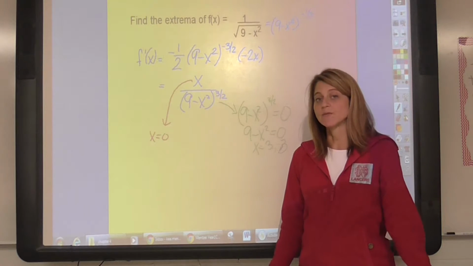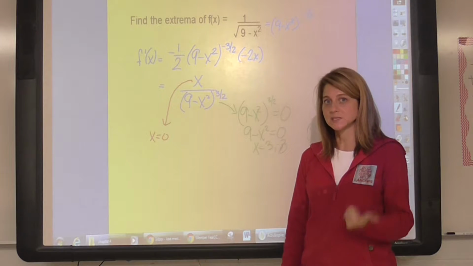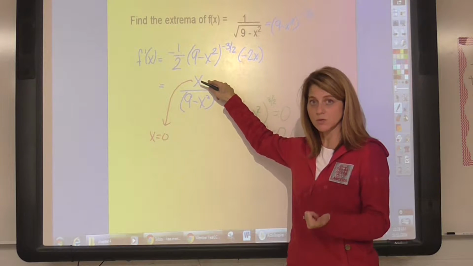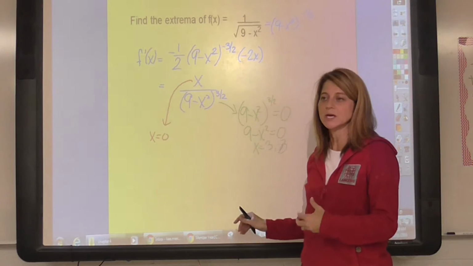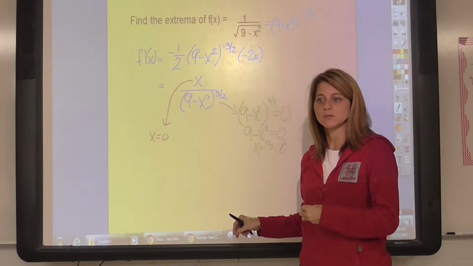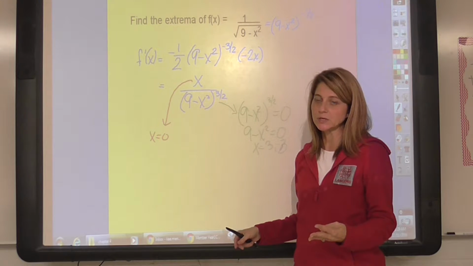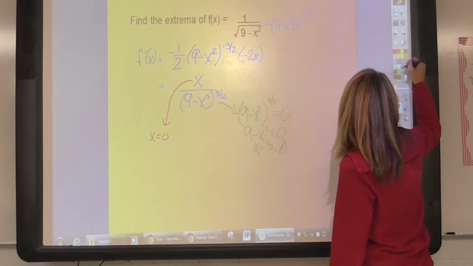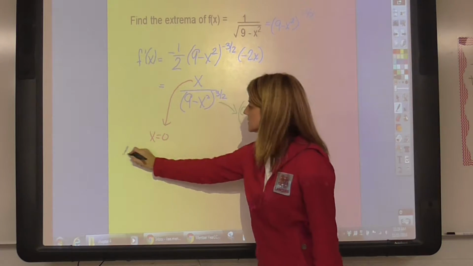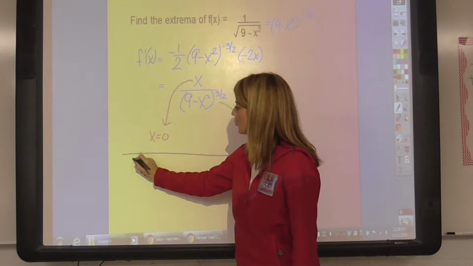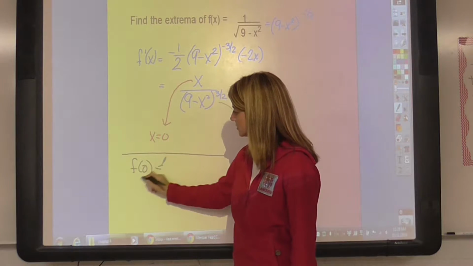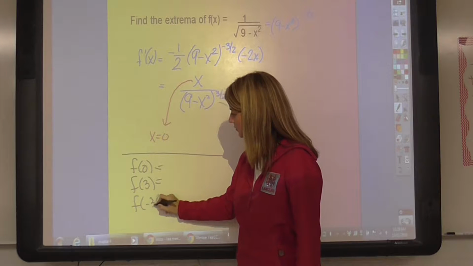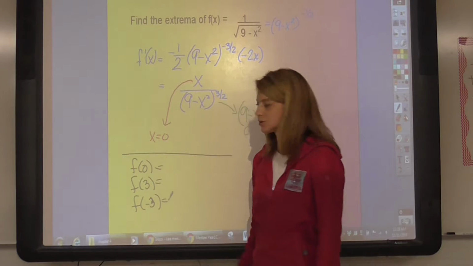Okay, I believe we have 3 critical points. We have a 0, which is what let the derivative equal 0, and we have a 3 and a negative 3. That's what lets the derivative be undefined. So we have 3 critical points to test. So let's go test those 3 critical points. Okay, testing our 3 critical points. We'll put 0 in the function, we'll put 3 in the function, and we'll put negative 3. Oops, that's a negative 3 into the function.